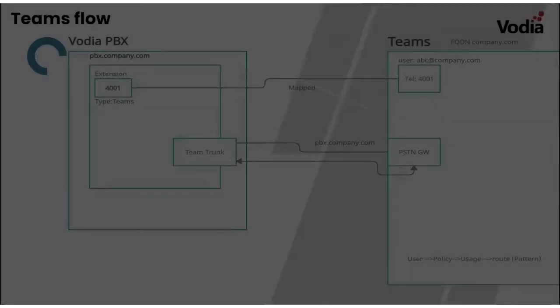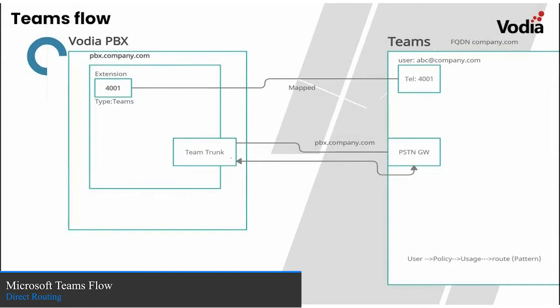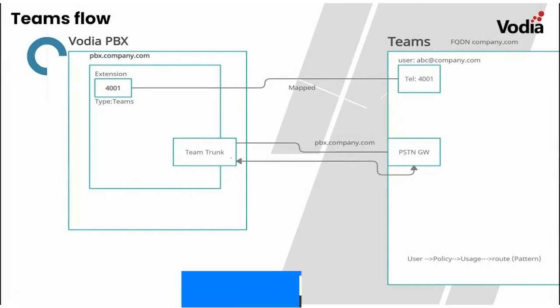So here's an overview of how Vodia and Teams look at a glance. As you can see on the left-hand side, we have Vodia PBX. We have the pbx.company.com, which is the FQDN we talked about. The extension we created, 4001, and the type is Teams, which is mapped to a user in Teams, abc@company.com. Then creating the Teams trunk, which we spoke about in the last slide. We create the trunk in Vodia, and then we create the PSTN gateway to Vodia.